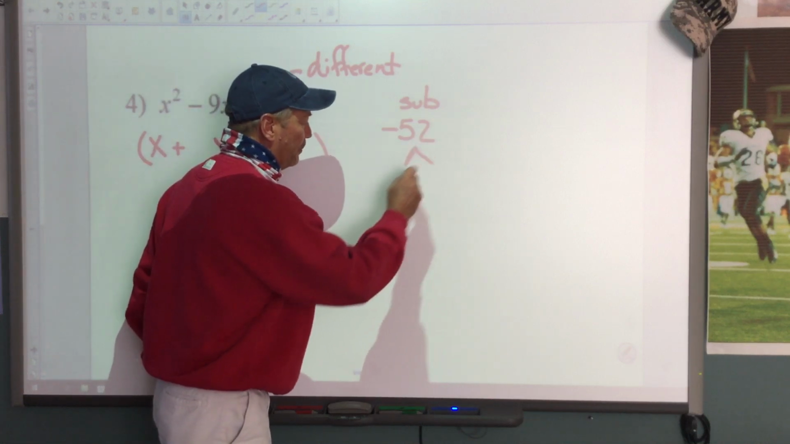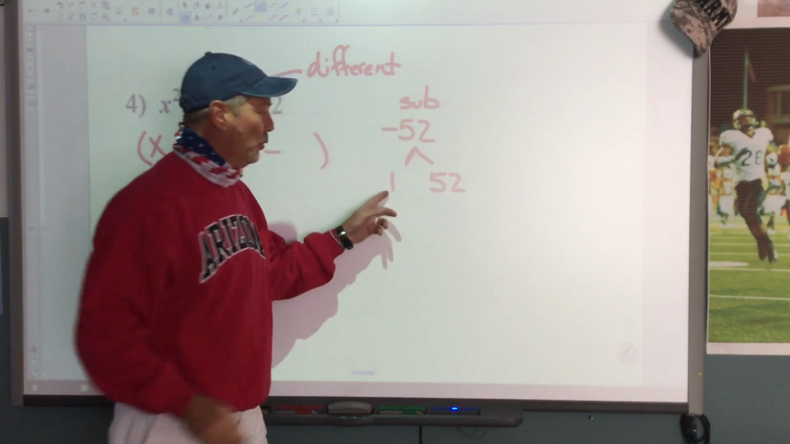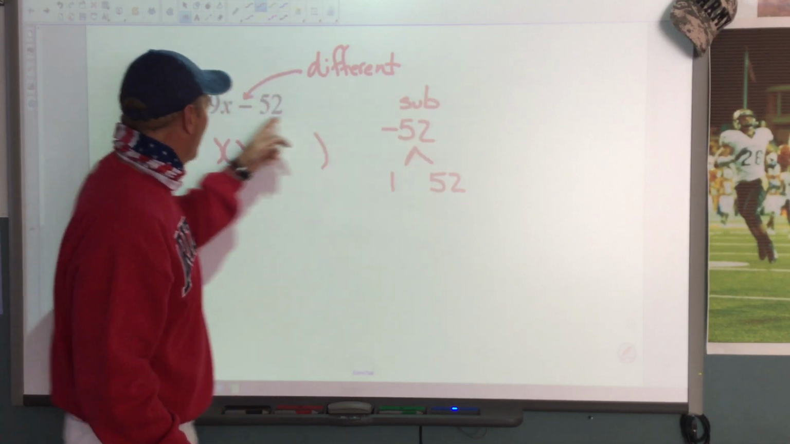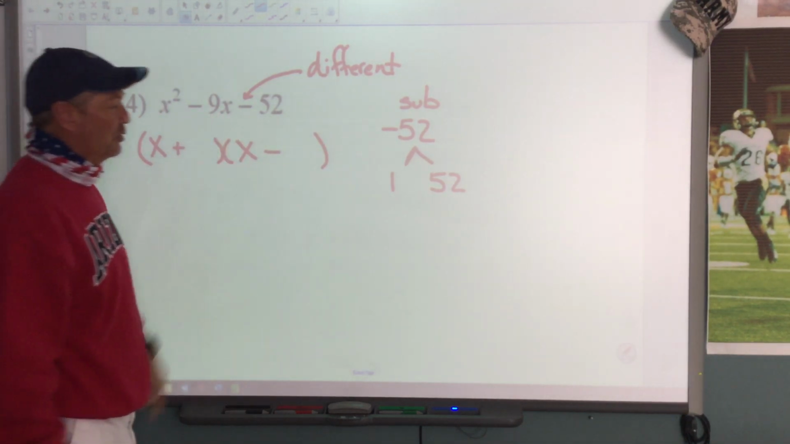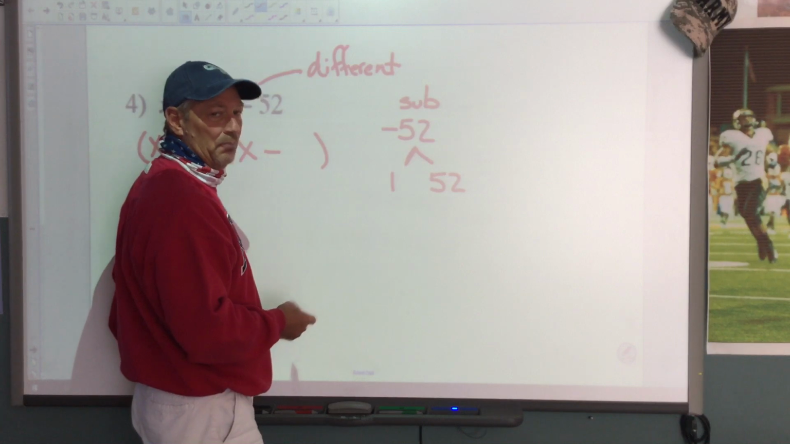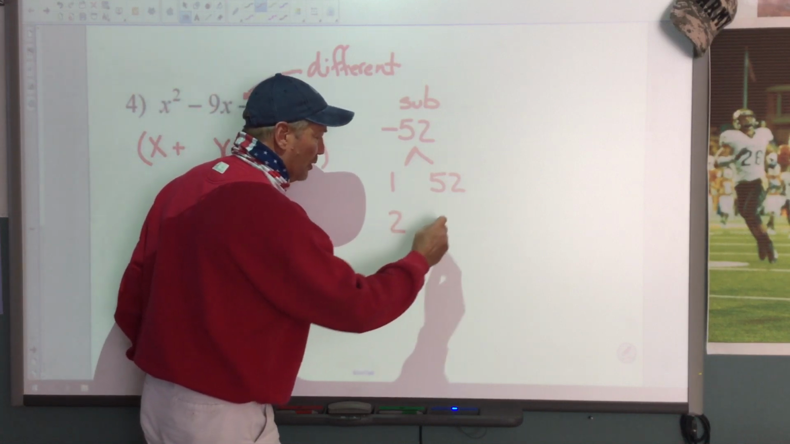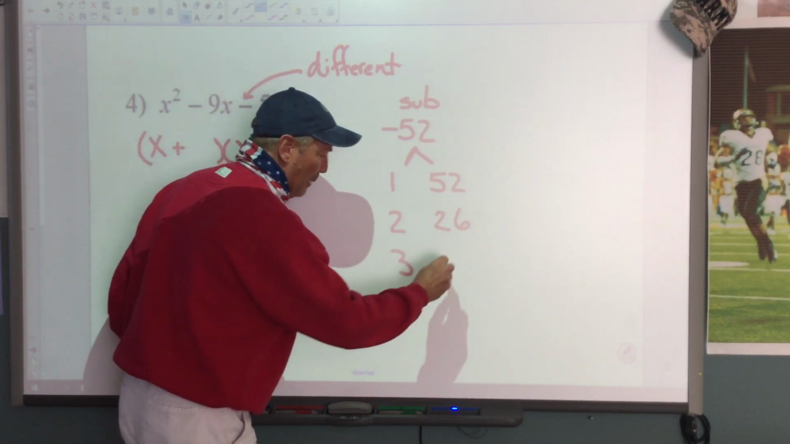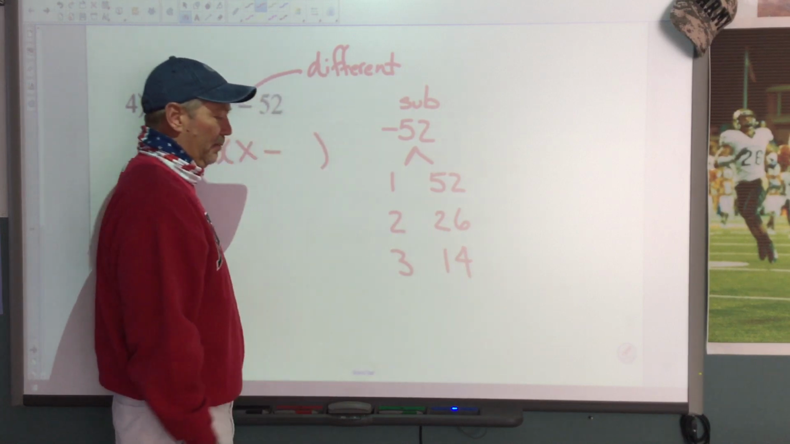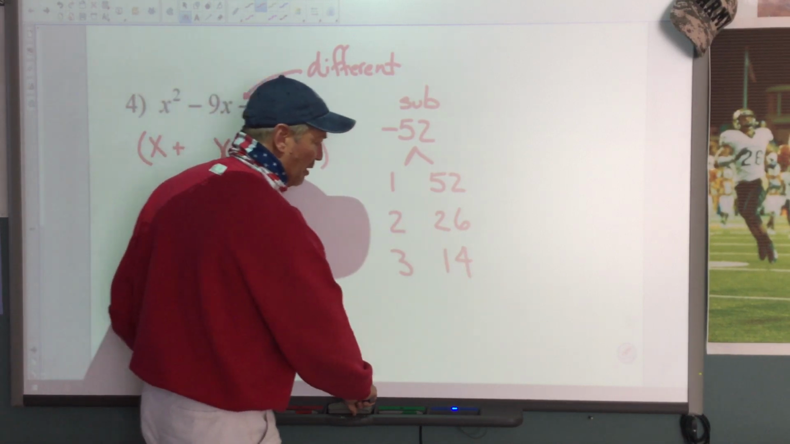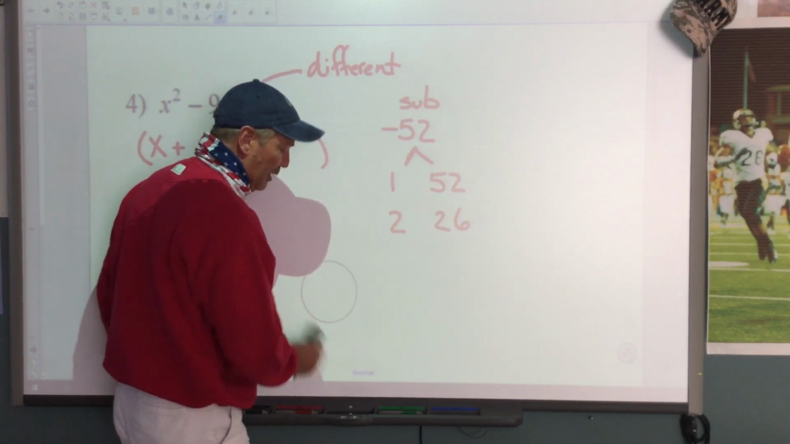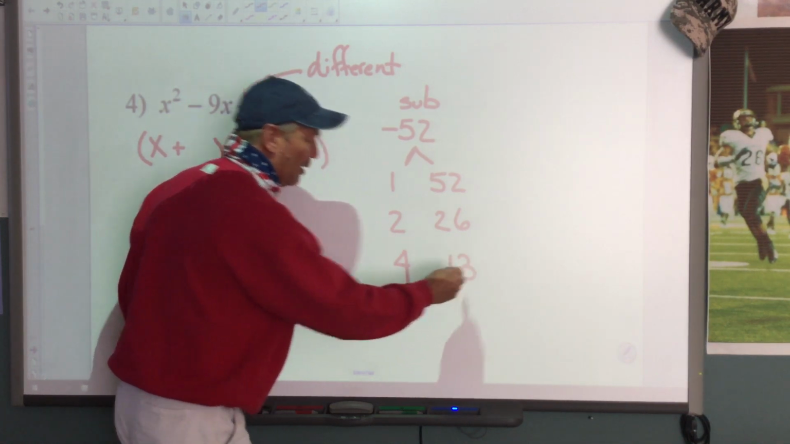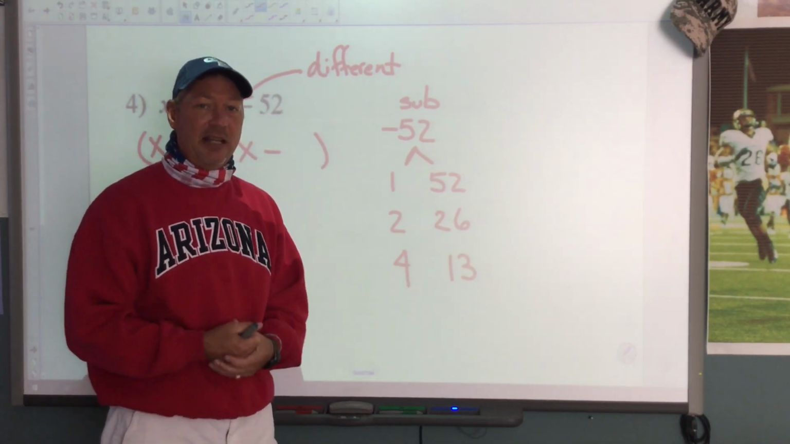We're looking for numbers that when you multiply them together, will give you 52, but when you subtract them, will give you a 9. So 1 times 52 is 52. 2 times 26 is 52. 3 times 14 doesn't work. That'll only get me to 42. So 3 does not work for me. But I keep working and I find out that 4 times 13 works for me. 4 times 13 is 52.